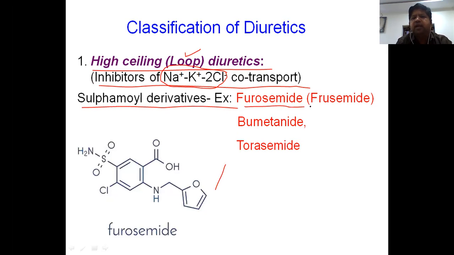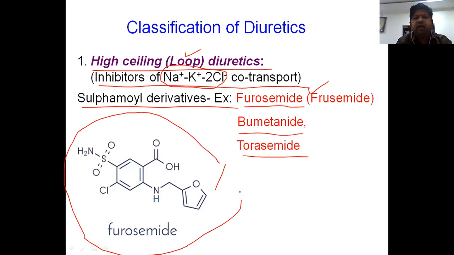You can see the structure of one of the drugs, furosemide, a very famous drug, which can be used not only in congestive heart failure but also in many cases of poisoning, where poison absorbed in the systemic circulation has to be eliminated at the earliest through urination. So you have furosemide, bumetanide, and torasemide. This is the structure of the sulfamoyl derivative, furosemide.